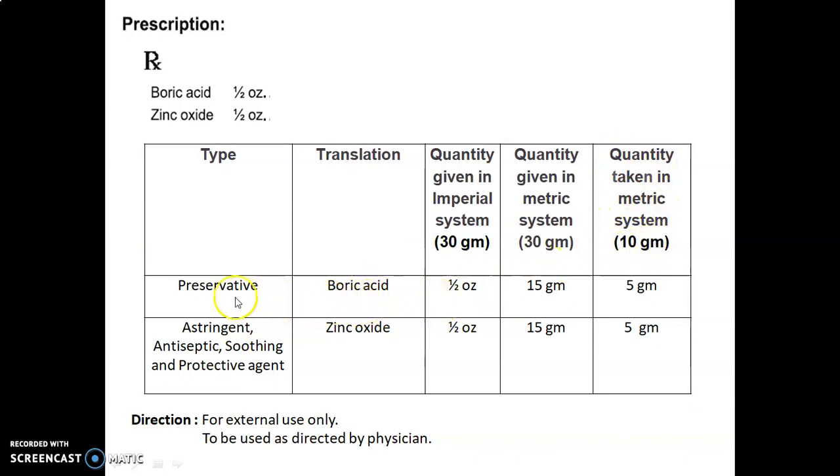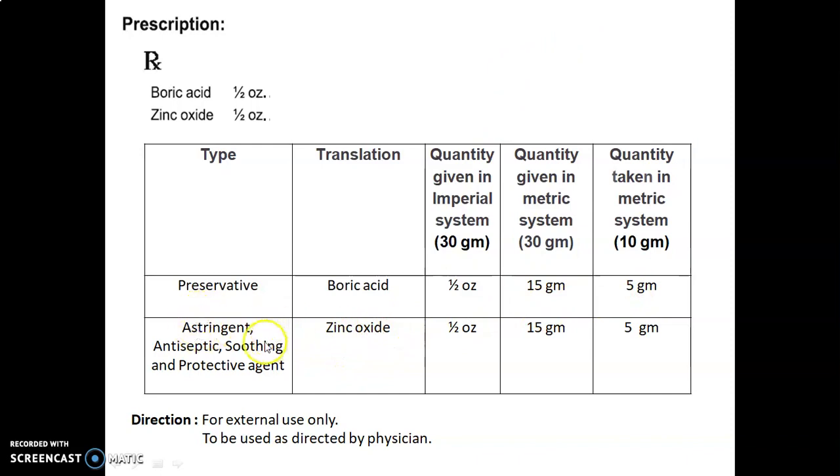So first of all, we have boric acid used as a preservative. Quantity given in the imperial system for preparing 30 gram is 1/2 ounce. As we know, 1 ounce is equal to 30 grams, so 30 divided by 2 is equal to 15 grams. So quantity given in the metric system should be 15 gram. Quantity taken should be 5 gram. This is calculated with the help of the factor.